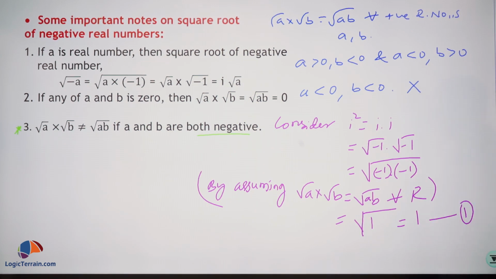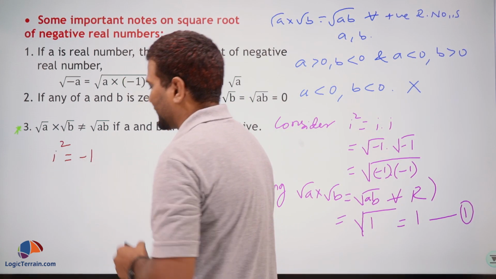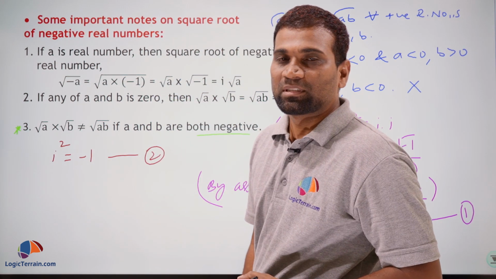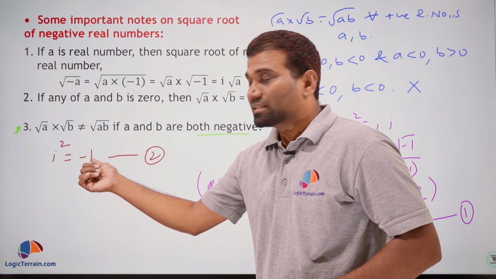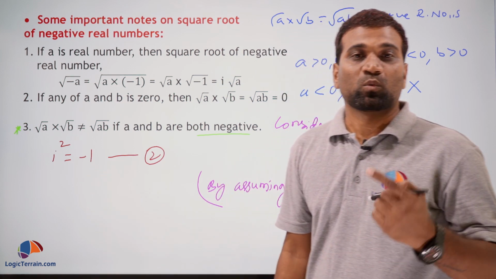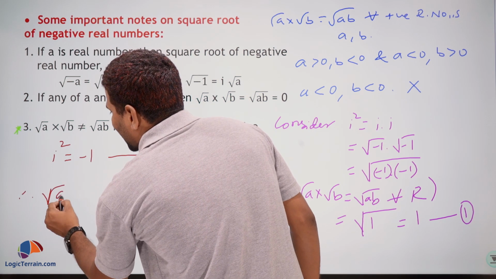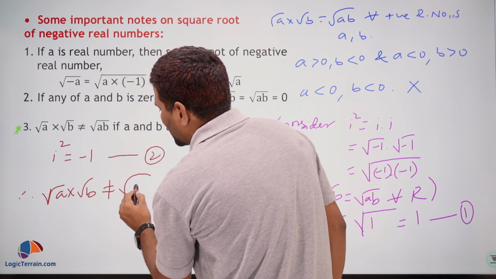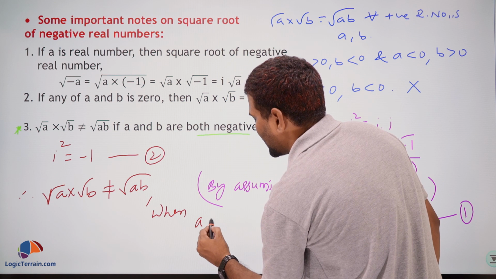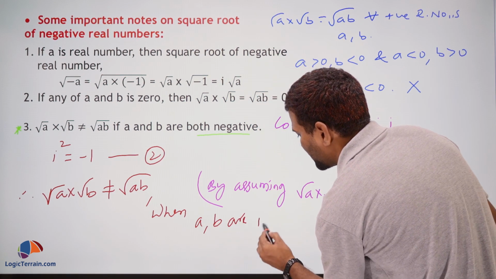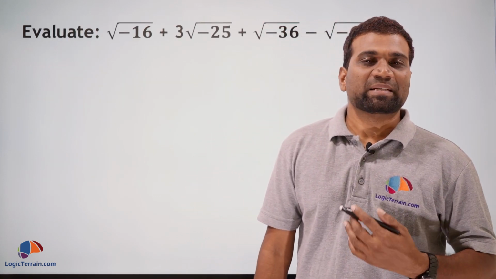Let us take this as number 1. And we know the fact i square is equal to negative 1. Let us take this as number 2. Now from 1 we got i square is 1, and from 2 we got i square is negative 1, which is a fact. Therefore 1 and 2 contradict each other. Therefore square root a into square root b is not equal to square root ab when a, b are both negative.